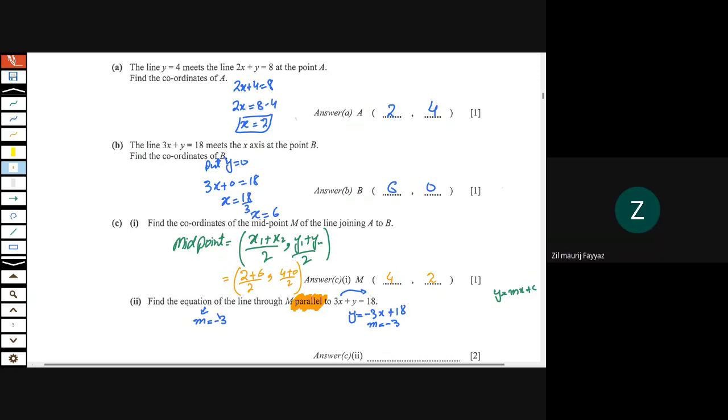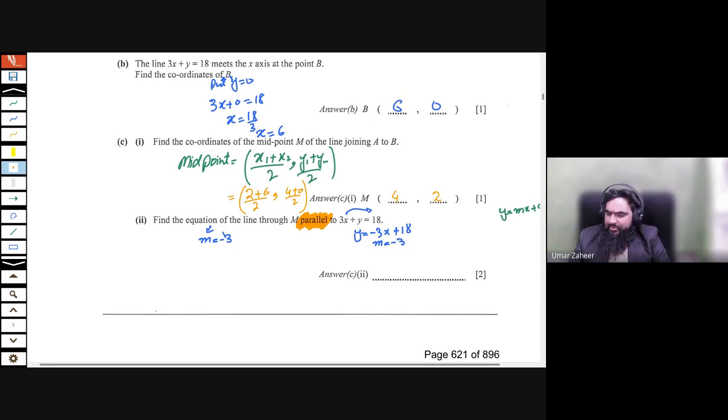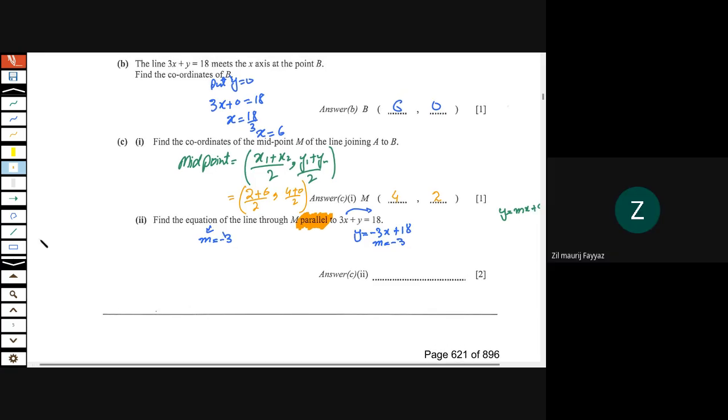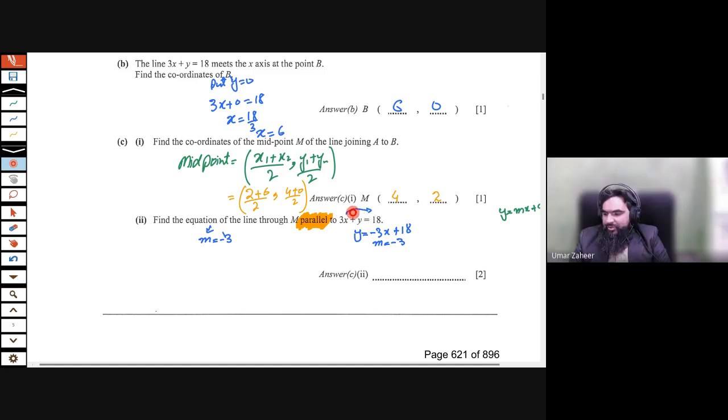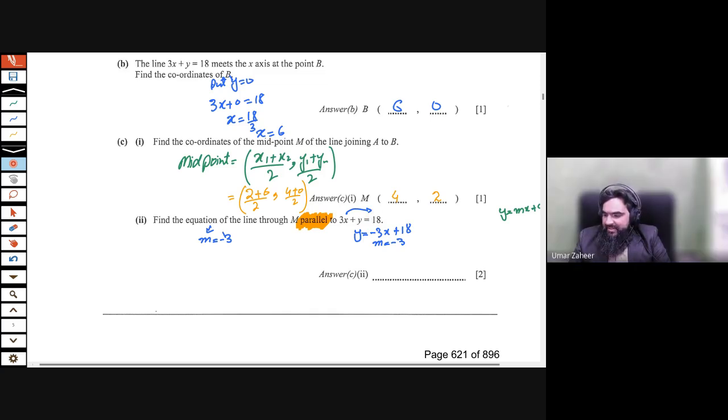But sir, doesn't that have a gradient of positive 3, since it's parallel to 3x plus y? No, you have to convert the equation to the standard form first, in this format. That's why you have to take 3x to the other side first. Okay, now we will get the gradient.